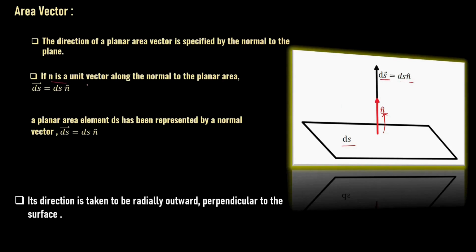So if n is a unit vector along the normal to the planar area, the planar area element ds has been represented by a normal vector which is shown as ds vector, the product of area and the normal vector. Now the direction is taken to be radially outward and perpendicular to the surface. So this is to be kept in mind. The area vector is always pointing radially outward for a given surface.